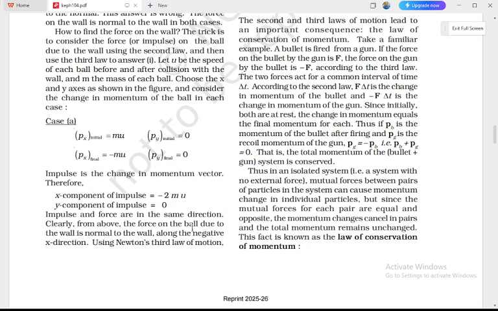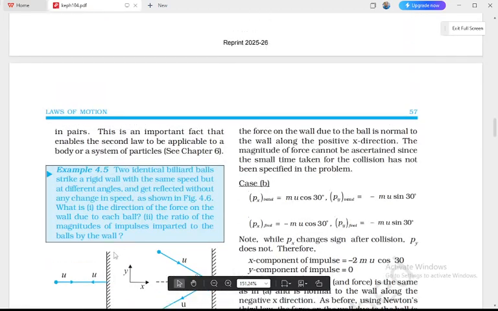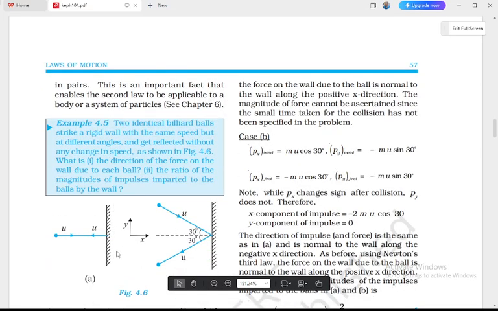Clearly, from above, the force on the ball due to the wall is normal to the wall along the negative x direction. By Newton's third law, the force on the wall due to the ball is normal to the wall along the positive x direction. The magnitude of the force cannot be ascertained since the small time taken for the collision has not been specified in the problem.